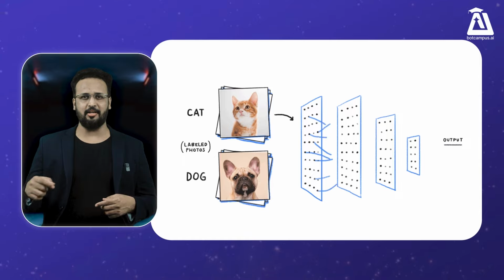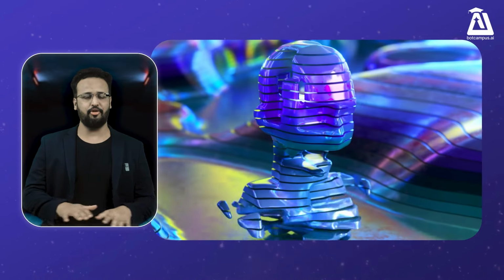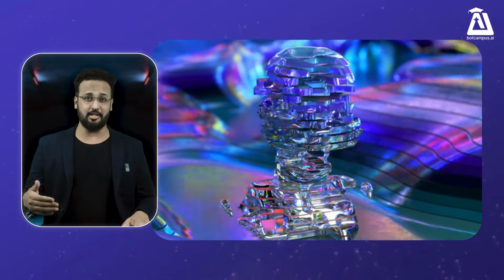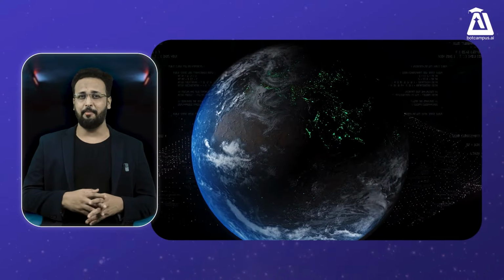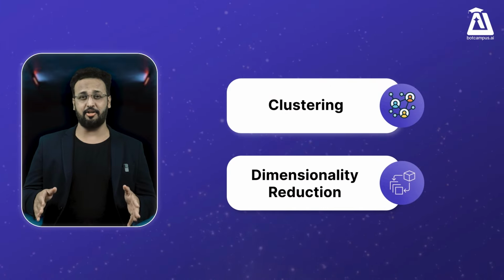In supervised learning, if you remember, it's all about labeling the data. Here, we don't label the data. The machine learns by itself. This fascinating world mainly consists of 2 types: clustering and dimensionality reduction.